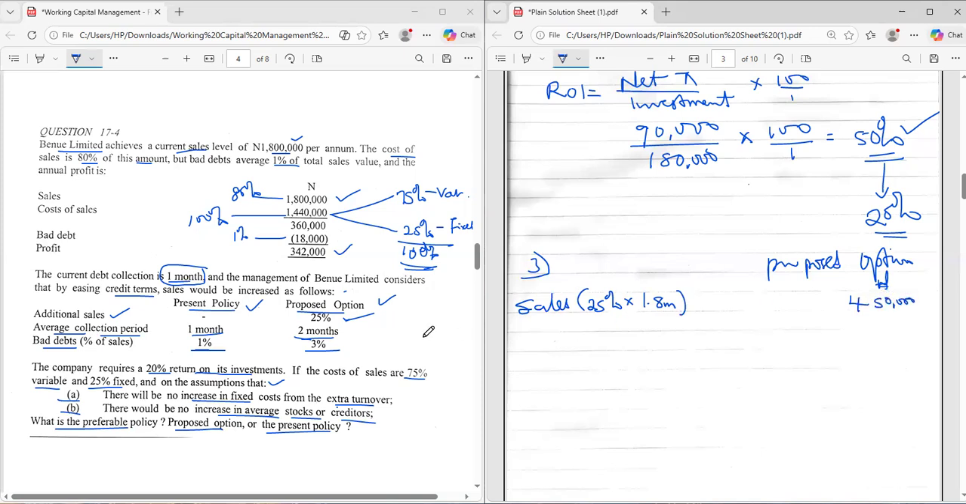All right, so the next one is going to be cost of sales. I'll call it variable cost of sales, because we are told in the question that nothing happens to fixed cost, on the assumption that there will be no increase in fixed cost from the extra turnover. So our variable cost of sales.